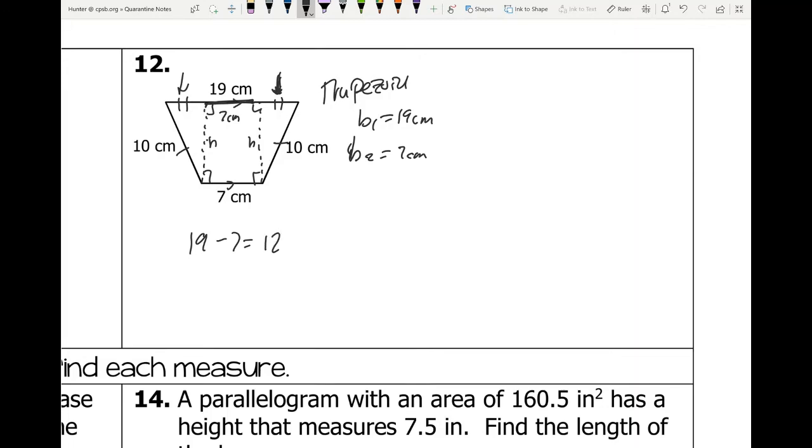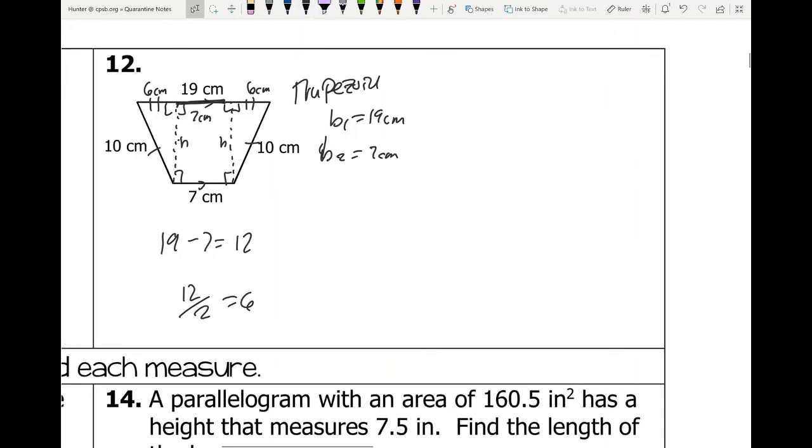So what that tells me is that this side right here, this one on the left plus the one on the right, they add up to be 12. But we also know that they're congruent. So to get their length, we take 12 divided by 2, which is 6. So that tells me that this is 6 centimeters and this is 6 centimeters. So now I know two sides of a right triangle. To find the hypotenuse, or define this h, which is the height, I just do Pythagorean theorem.